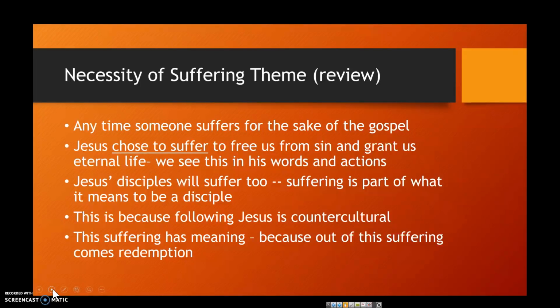But what's helpful here is this suffering has meaning. It's not just suffering for the sake of suffering. It's not suffering like we saw in the Old Testament before 2nd Isaiah, where it was thought to be all just punishment. This is after 2nd Isaiah suffering. This is post-suffering servant suffering, because out of this suffering comes redemption. And that is because of Jesus.